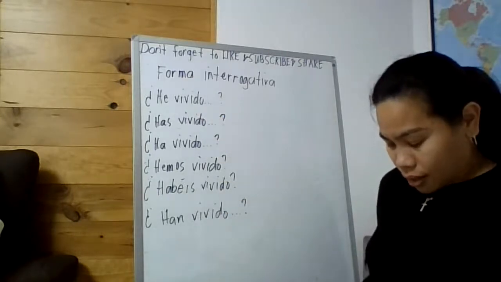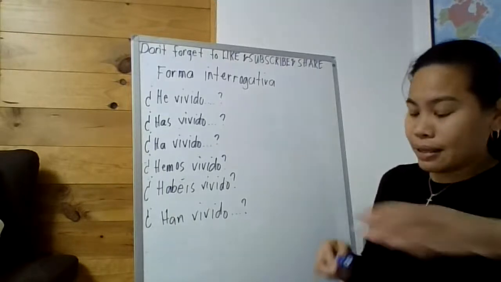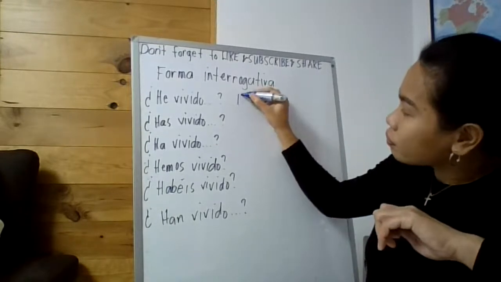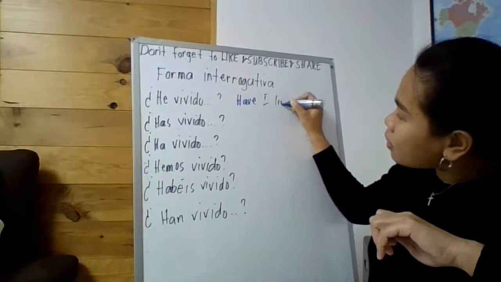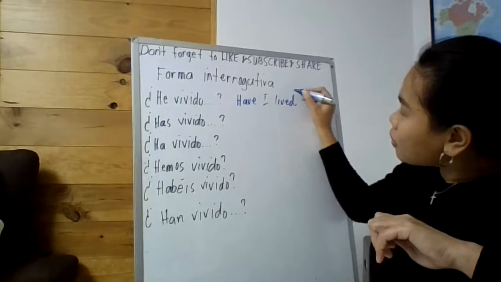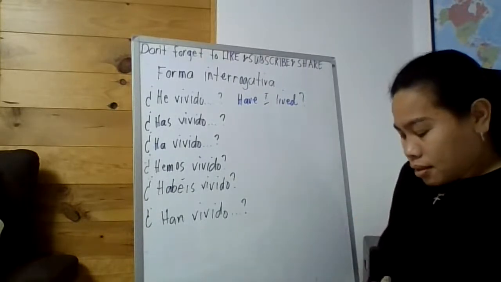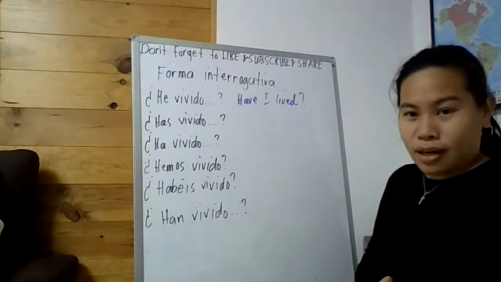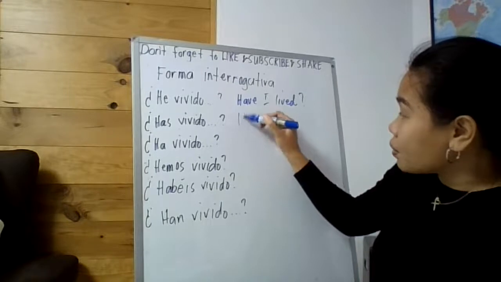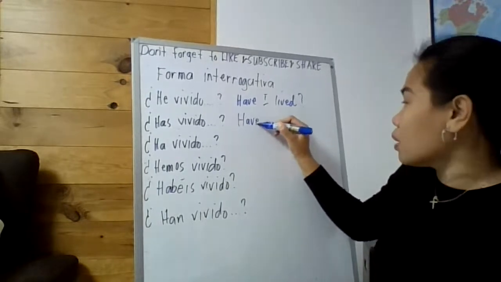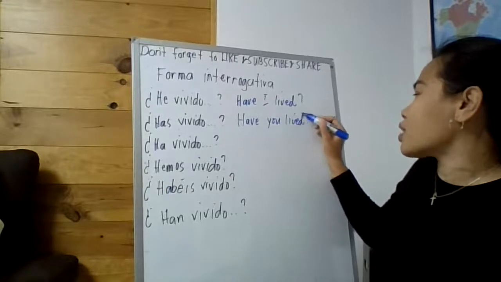So, meaning, have I lived? Have I lived? Have I lived? For example, have I lived in America? For example, in America. Okay. Have you lived, for example, have you lived in United States?